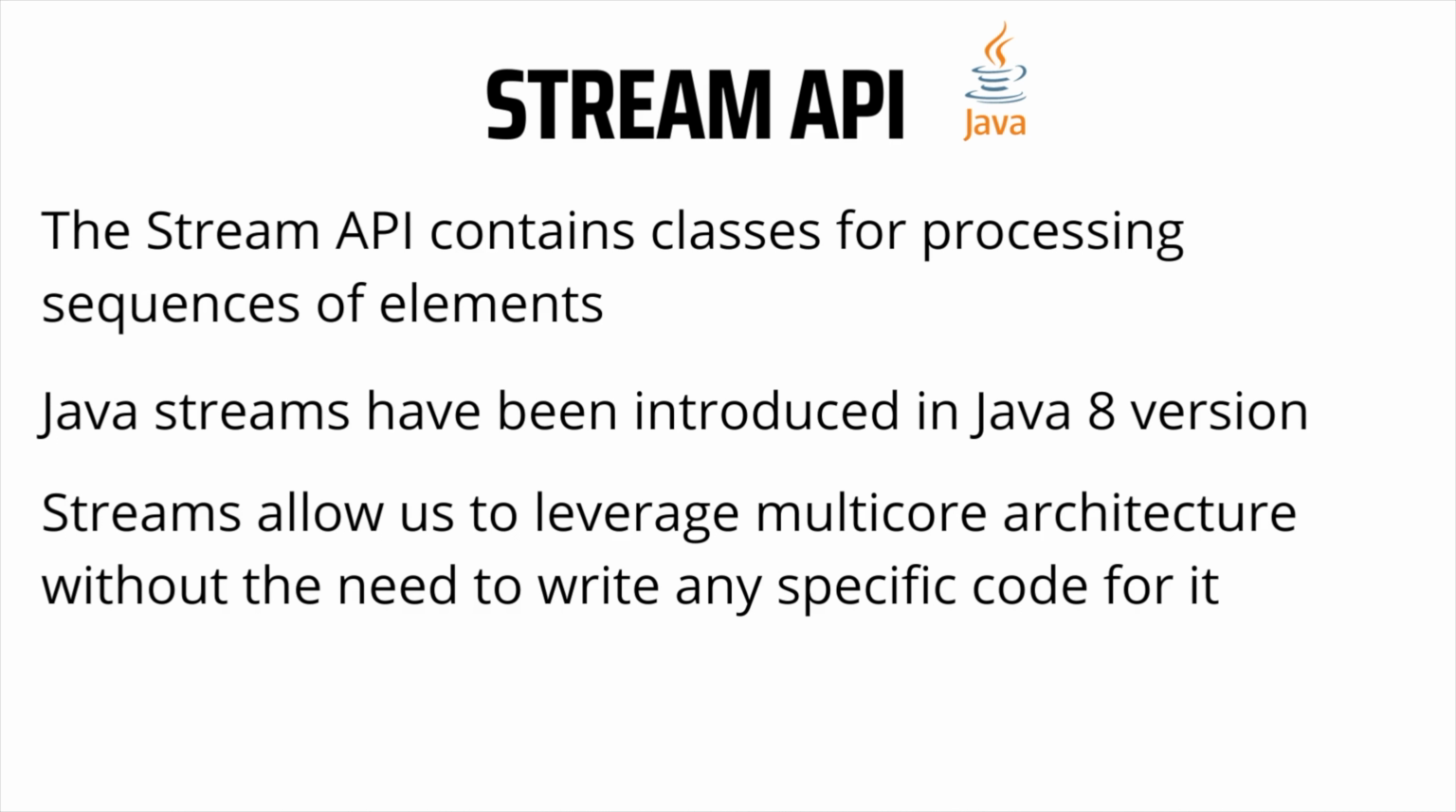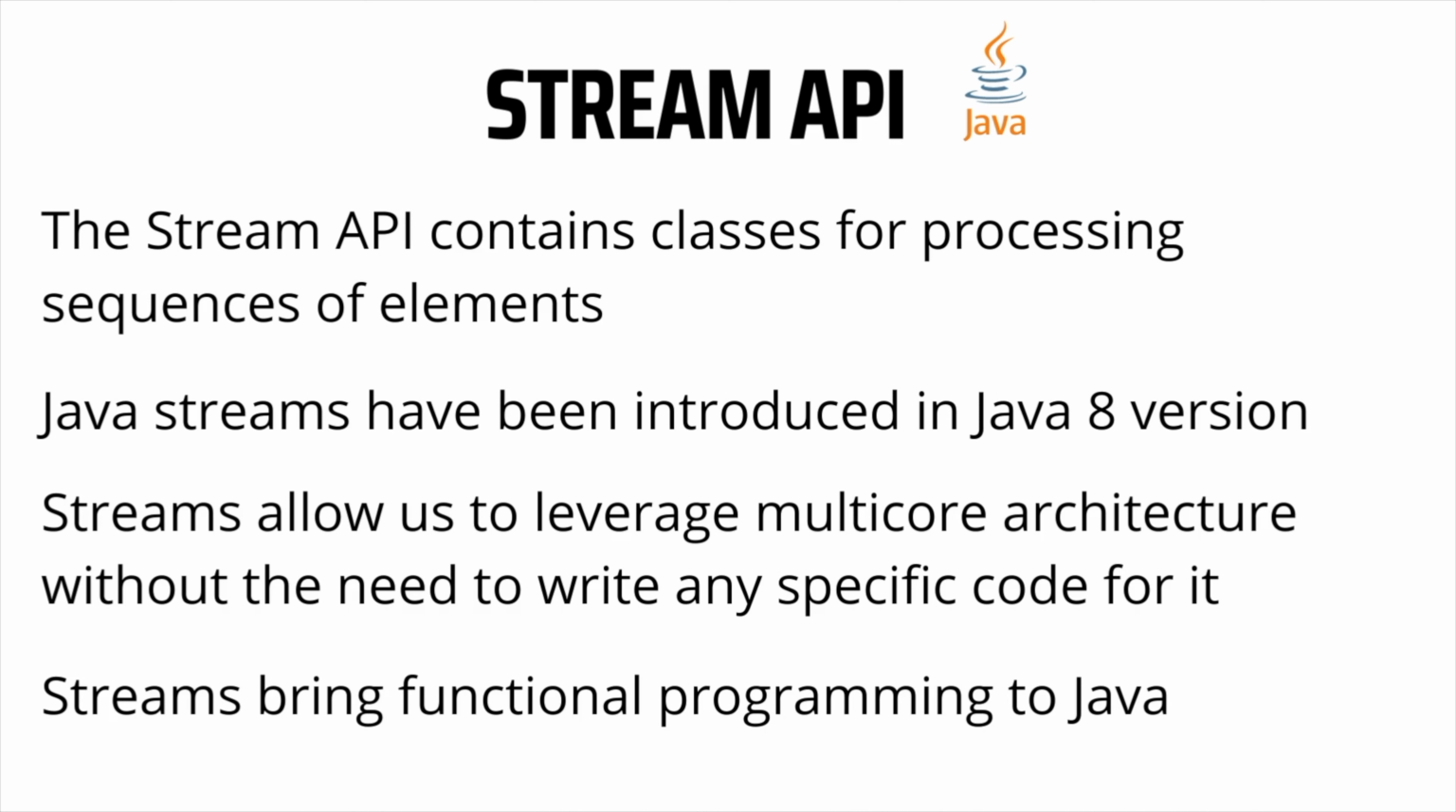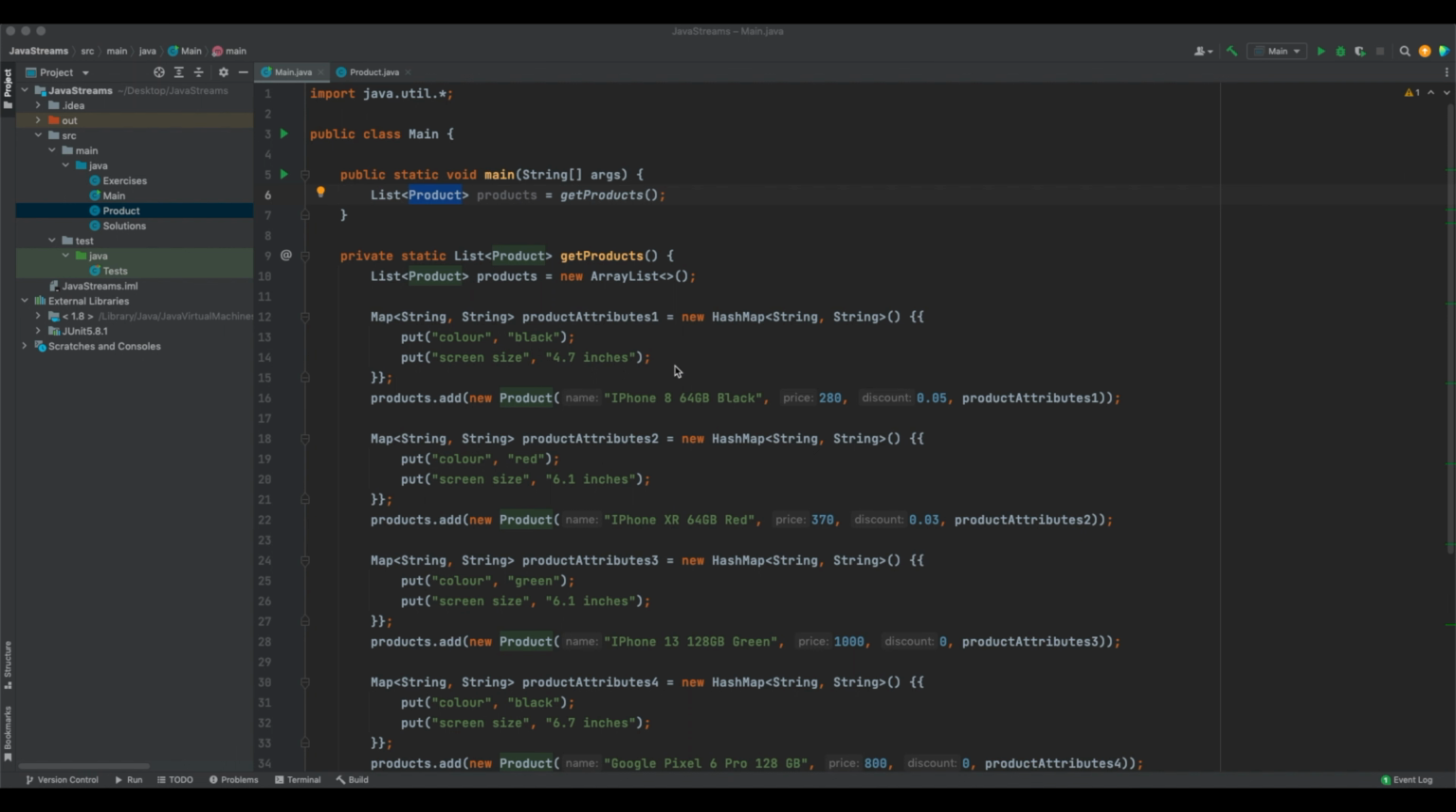Leveraging the multi-core architecture using Java streams is not the main purpose of this video, however, I will talk about it at the end of the video in a bit more detail. Streams bring functional programming to Java, and the world is moving towards functional programming, so this is very important as well. Okay guys, I think it's enough for the theory, let's write some actual code now.